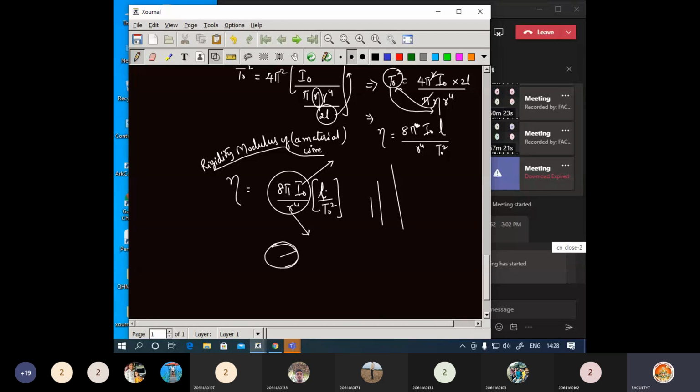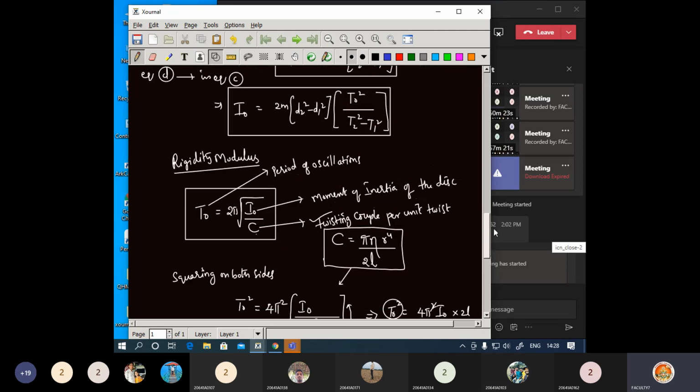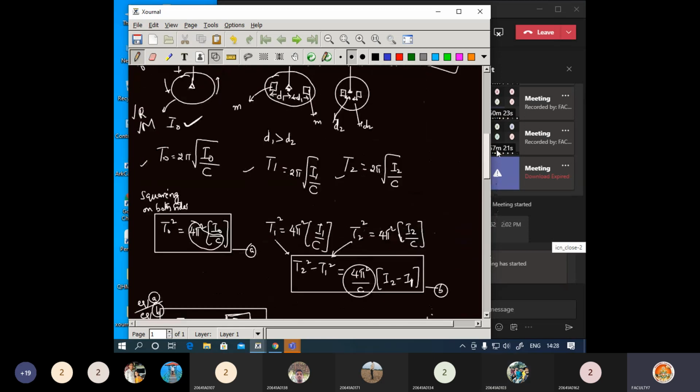So the variations will be regarding the length of the wire, and due to the change in the length, the time period of oscillations will change. So that's why I wrote these two factors separately. What we got is the expression for the rigidity modulus of a wire, or the material of a wire. These are the things obtained by using the concept of the torsional pendulum.